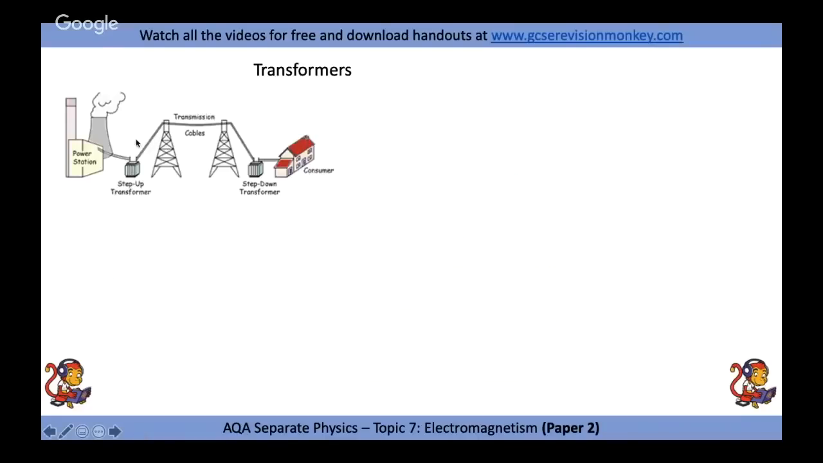So transformers. From our P1 paper, we know that that is the national grid. And the national grid, the purpose of it is to transmit electricity around the country. It does that in an energy efficient way by stepping up the voltage to reduce energy loss through heating, and it steps down the voltage to make it safe for consumers to use. Well, we need to be able to do some calculations now.